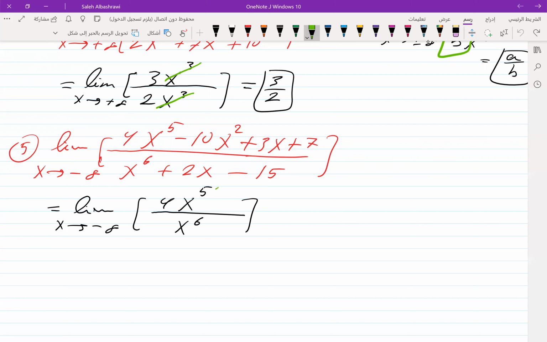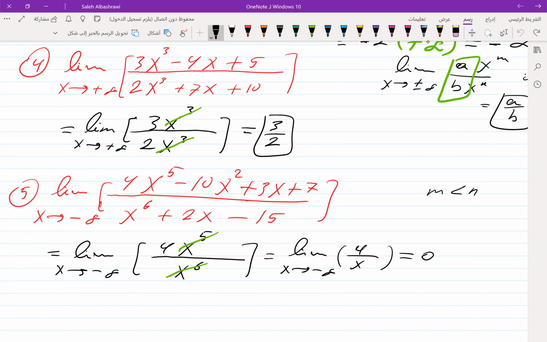Now, simplify. I have x to the power 5 cancelled with x to the power 6 down. So all I have will be 4 over x to the power 1. This is 4 over x, where x goes to minus infinity. And this will give me 0, as stated in the theorem. So the limit of this function is equal to 0. And you can see that in this case, the highest power up is less than the highest power down. M less than n.